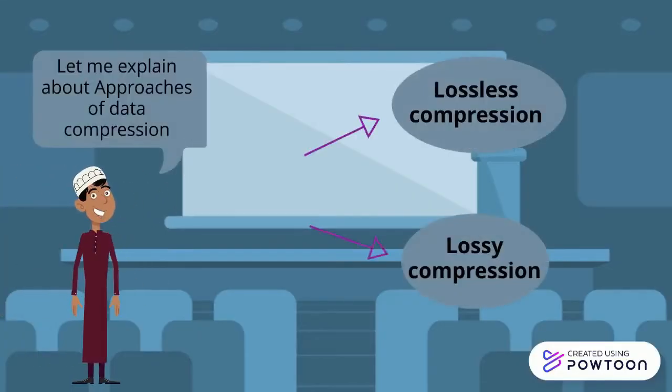Let me explain about the approaches of data compression. It has two: lossless compression and lossy compression. Lossless compression is where the information recovered from the compressed data is the same as the raw original data. Lossy compression allows certain information to be lost. It reduces the size of photo, audio, and video by discarding information that is hard for humans to identify the difference between the original and compressed.